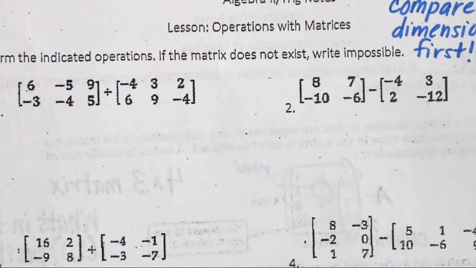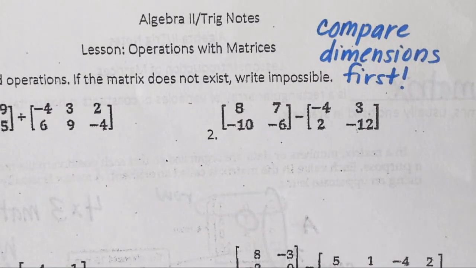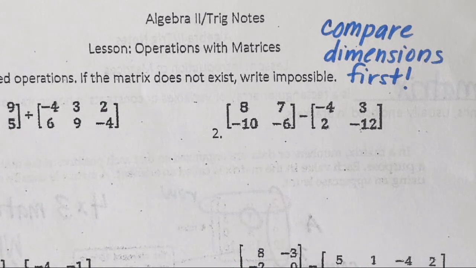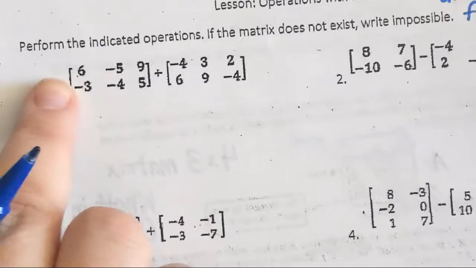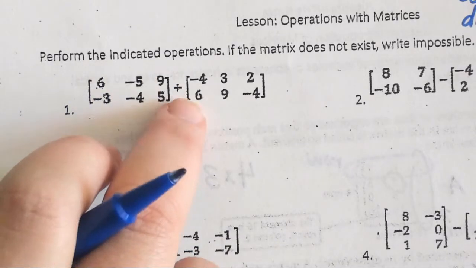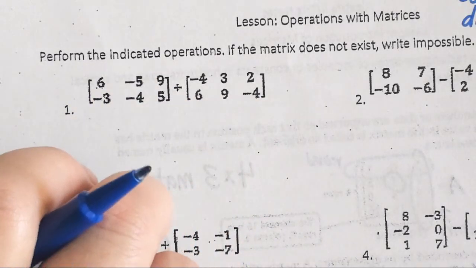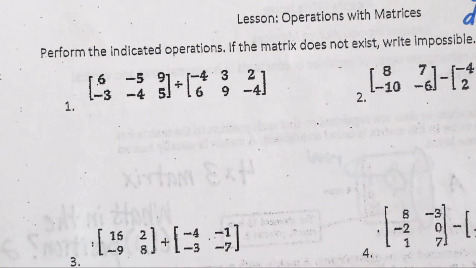If your two matrices do not have the same dimensions, they're not both 2 by 2s or 3 by 3s or so forth, then you're not actually going to be able to add or subtract with them. Okay, so I'm looking at number 1. I see it's 2 rows, 3 columns. The first matrix is a 2 by 3. The second matrix, 2 rows, 3 columns. It's also a 2 by 3, so I'm going to be able to add or subtract with it.